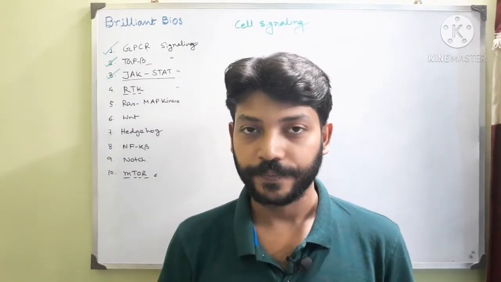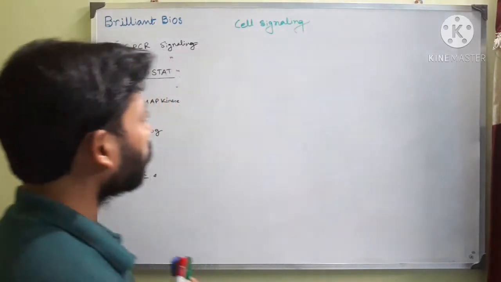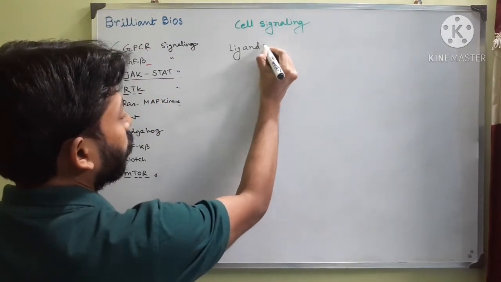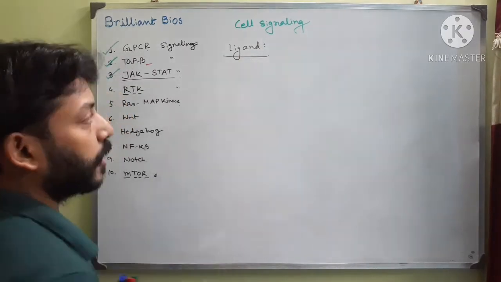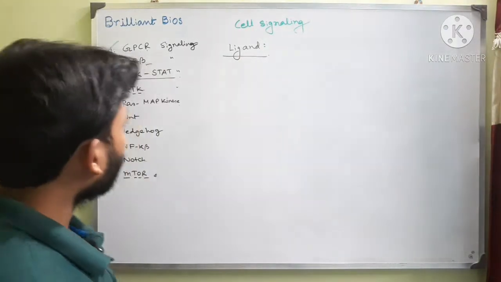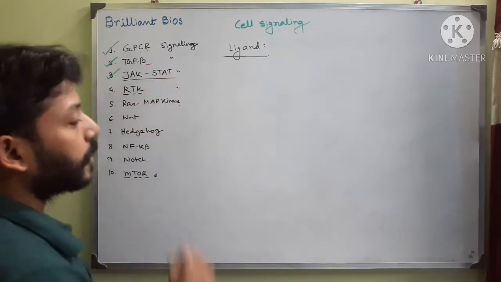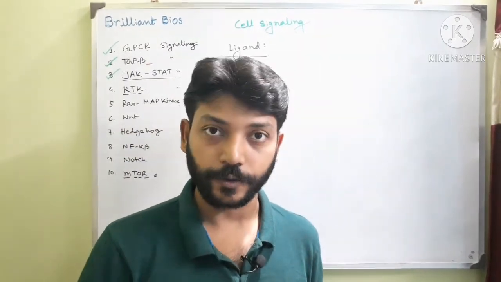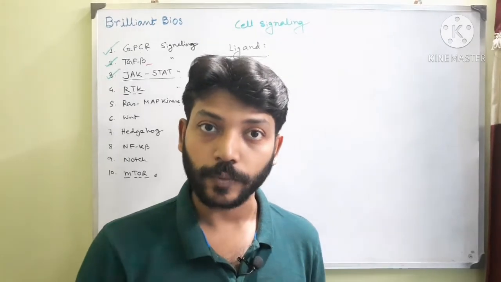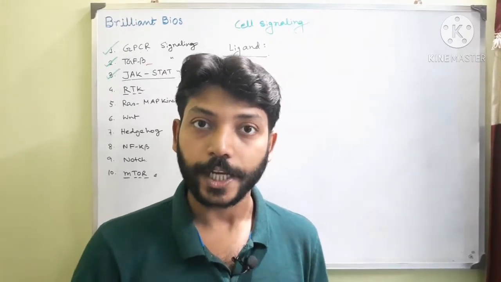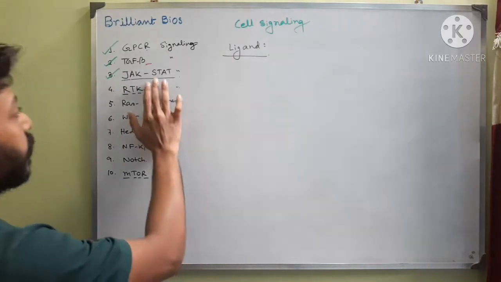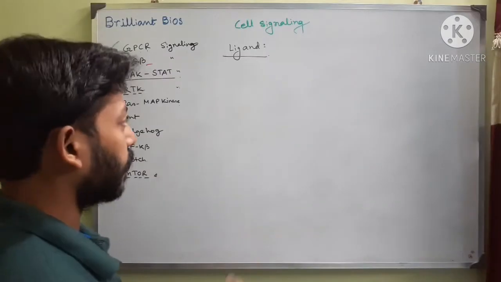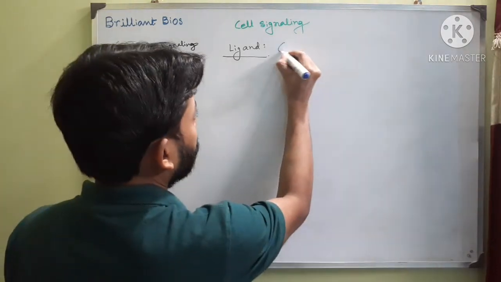That is the difference. So at first I will show you the ligands that help in the activation of the RTK pathway, or receptor tyrosine kinase pathway. This is the main important thing, the ligand. Like in the JAK-STAT pathway I mentioned ligands like cytokines. It could be interleukin or interferon, or hormones like growth hormone, prolactin, thrombopoietin, erythropoietin. These activate the JAK-STAT pathway. But in the RTK pathway, the ligands are growth factors.